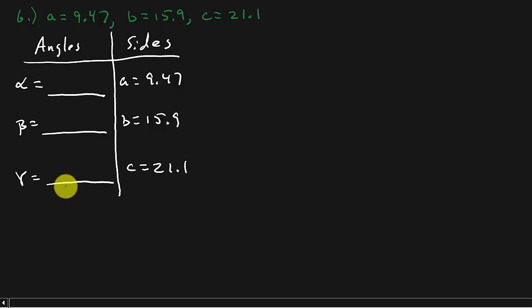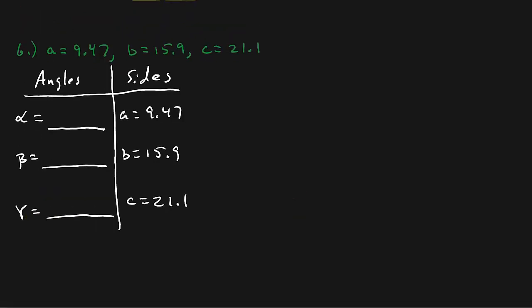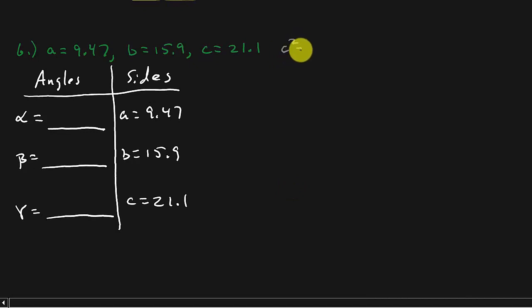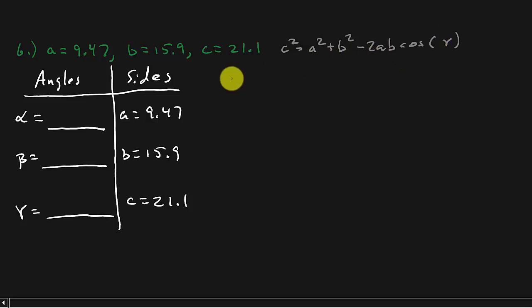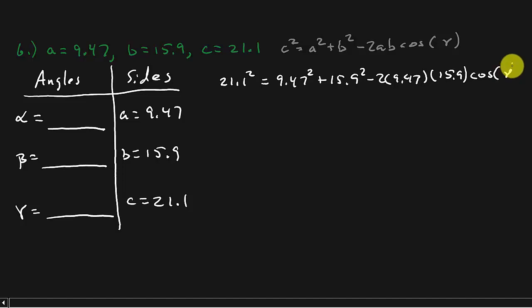All right, so we're going to solve for gamma. Do you know what formula we're going to use? That's going to be C squared equals A squared plus B squared minus 2AB times cosine gamma, because we know A, B, and C, don't we? Then we can get cosine gamma. So that's 21.1 squared equals 9.47 squared plus 15.9 squared minus 2 times 9.47 times 15.9 times cosine gamma.